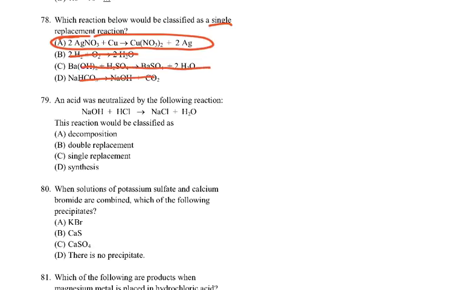Okay, an acid was neutralized by the following reaction. Okay, how would we classify? Here's a compound, and a compound turns into a compound and a compound. Everybody's changing partners. The H and the OH forms water. Na and Cl forms NaCl. This is a double replacement reaction, answer B.